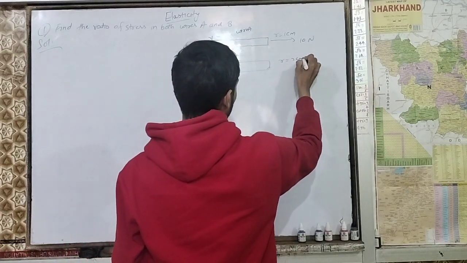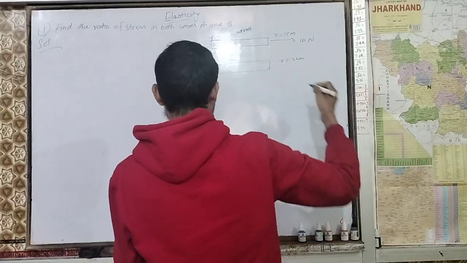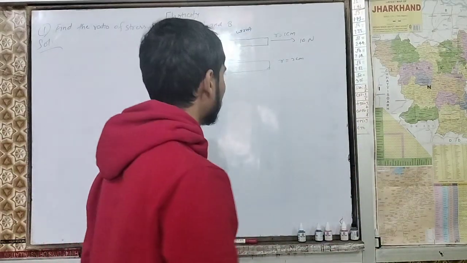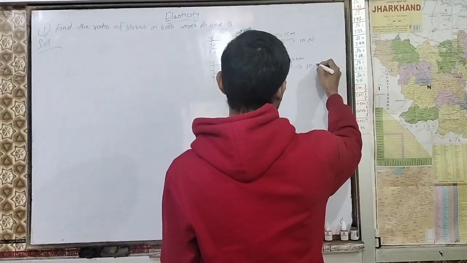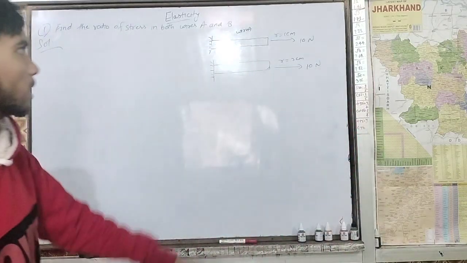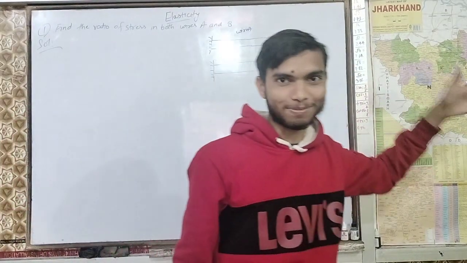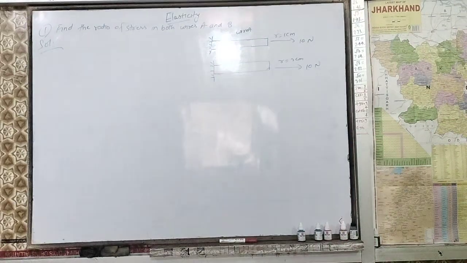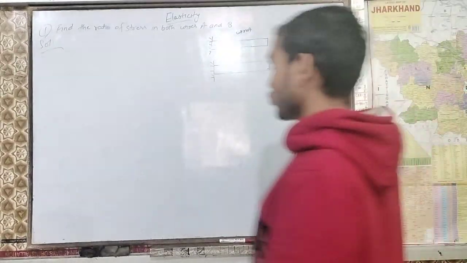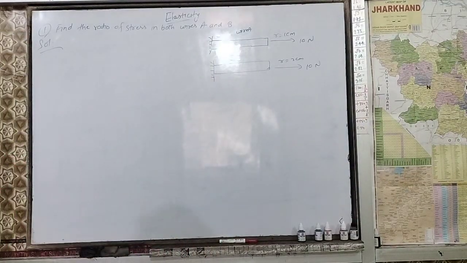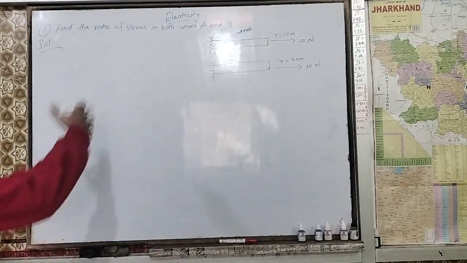R is 2 centimeter, meaning distance is 2 centimeter. You can say change in length is 2 centimeter. And the applied force is 10 Newton. Applied force is the same for both, but the distance is different for both wires. It is asking the ratio of stress in both wires.